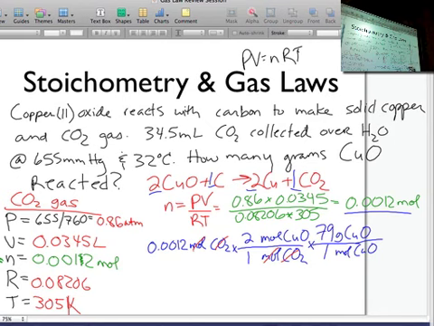Okay, what cancels now? Moles cancel, and so we're left with grams of CuO. Was that what the question was asking the whole time? Yes. That's incredible. Alright, let's plug in the math. 0.0012 times 2 times 79 gives me 0.19 grams.